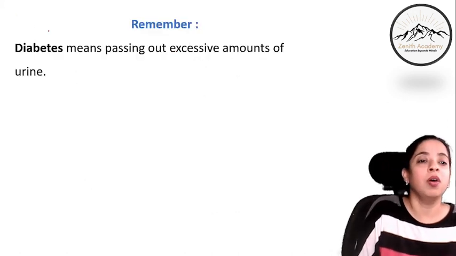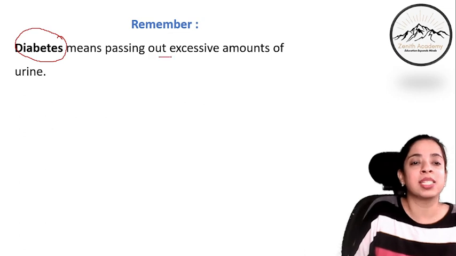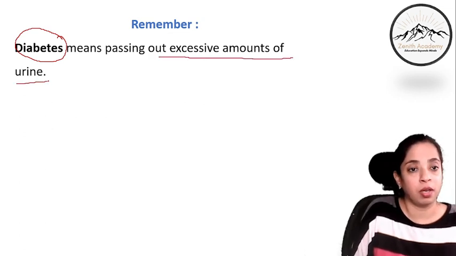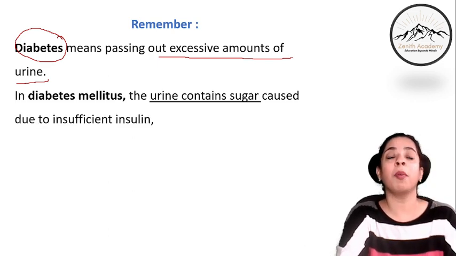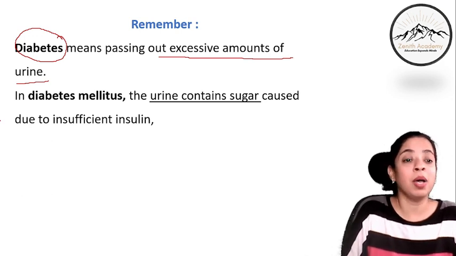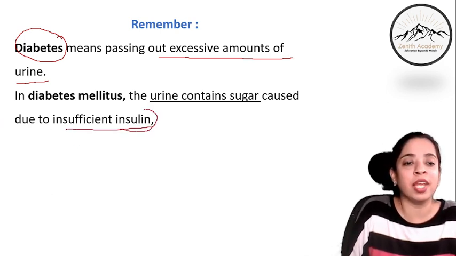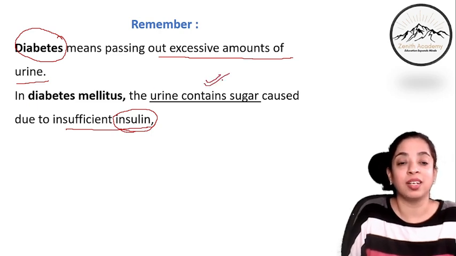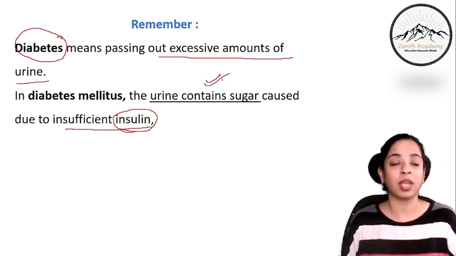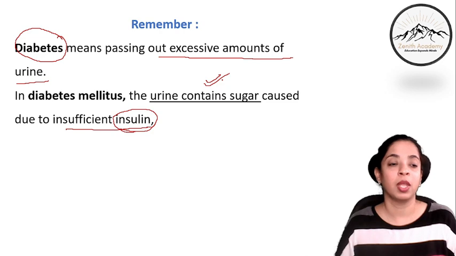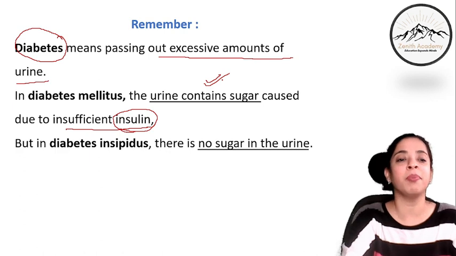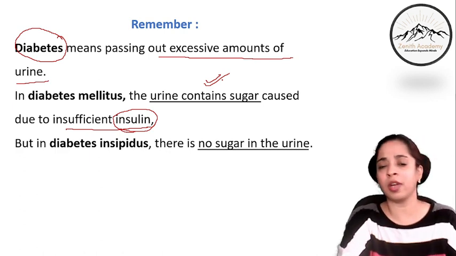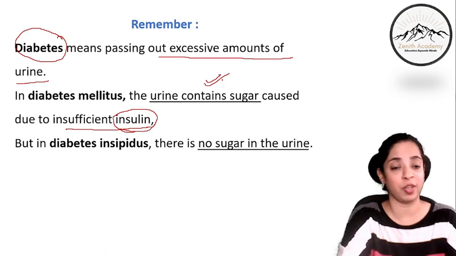So remember, the word diabetes means passing out excessive amount of urine. We have studied two diabetes. Last time we studied diabetes mellitus, where if there is insufficient insulin, then the urine contains sugar, right? Sugar absorption is not happening. So in diabetes mellitus, the urine contains sugar caused due to insufficient insulin. Whereas in diabetes insipidus or water diabetes, there is no sugar in the urine. There is only excess of water in the urine.